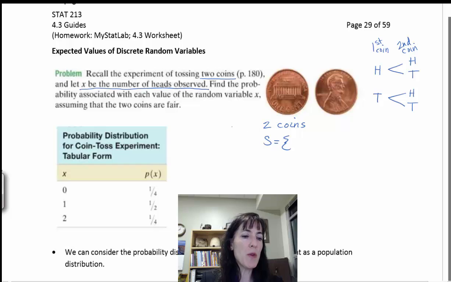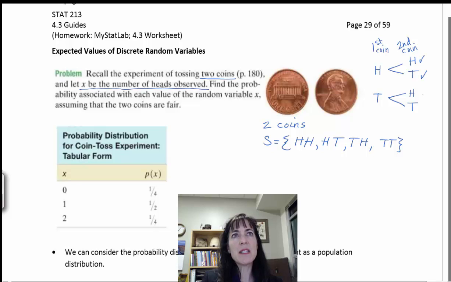So I'm going to write them all out. You just follow your little chart across. Or you can think about it: first coin heads, second coin heads, then heads, tails, then tails, heads, and then tails, tails. So I end up with heads, heads; heads, tails; tails, heads; tails, tails. That's one way I can make sure I've listed out all my possible sample space.